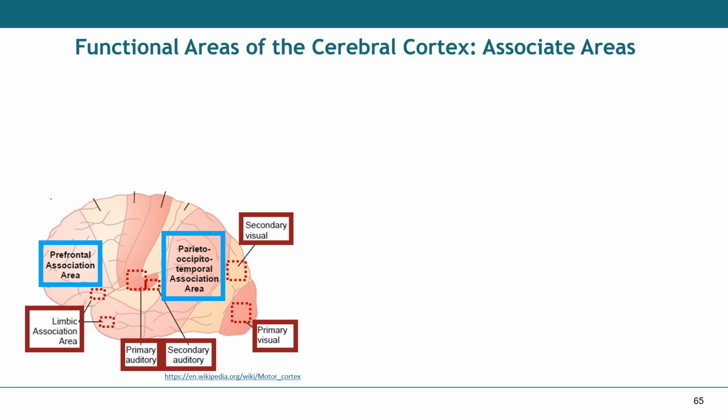Now we're going to finish talking about the associated areas. First thing that we need to talk about is the location. To do that, we have the diagram below that shows in blue the two areas that are here. There are more, as I showed you before, but here we have the prefrontal association area, and this one that has a very long name, the parietal, occipital, temporal association area. And if you see, it is closely related to motor areas.